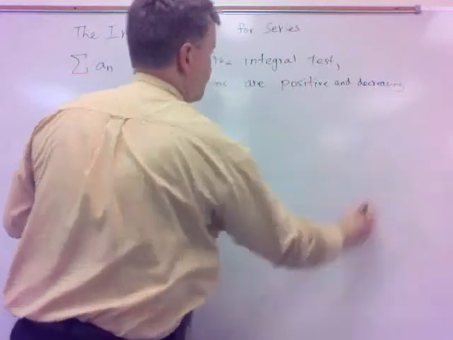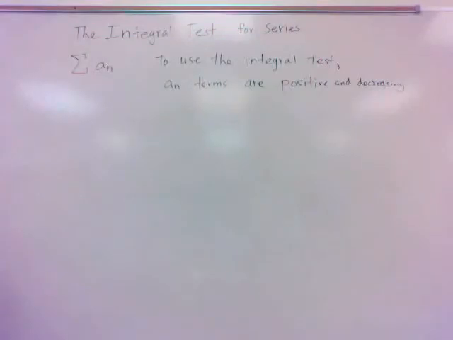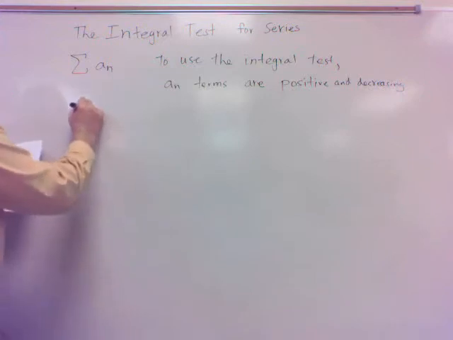Positive and decreasing, because we have seen some negative or alternating terms. Some sequences have negative terms. But to use the integral test, a sub n kind of has to be nice. They have to be decreasing. They have to be positive also, the a sub n. So it's limited in that regard. Okay? So here's the actual integral test.